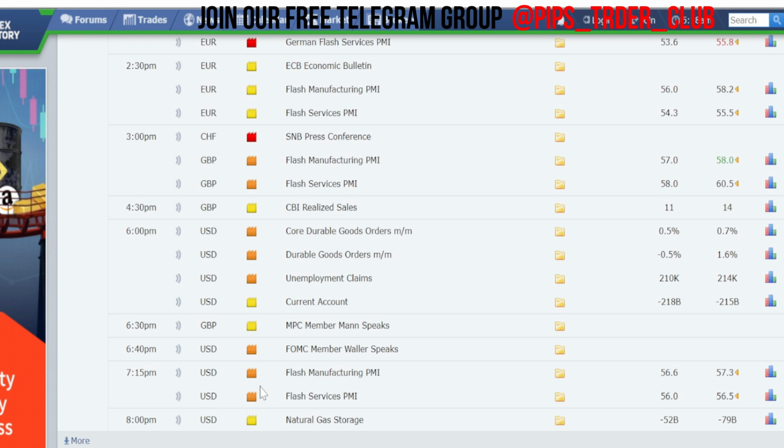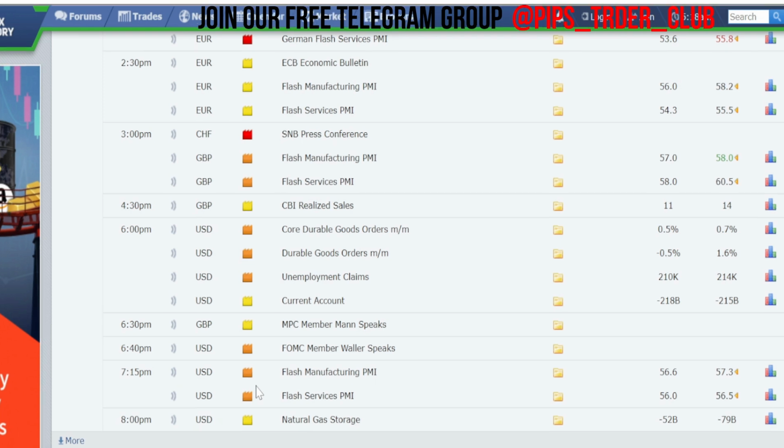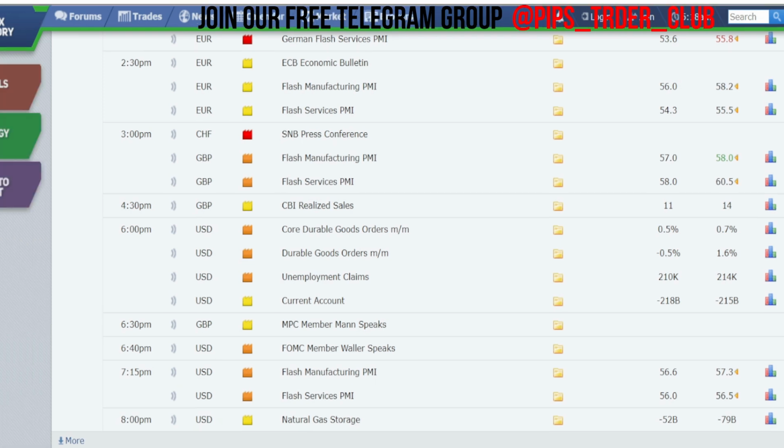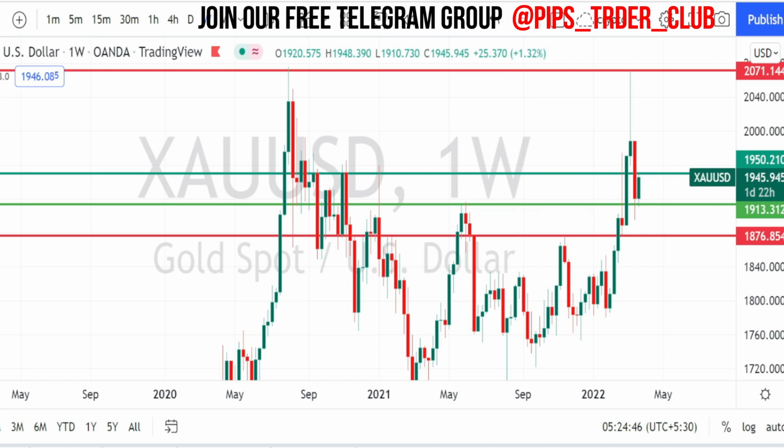So plan your trade entry and exit based on these news calendars. Let us start with our analysis. I'm in weekly time frame of gold US dollar currency pairs.